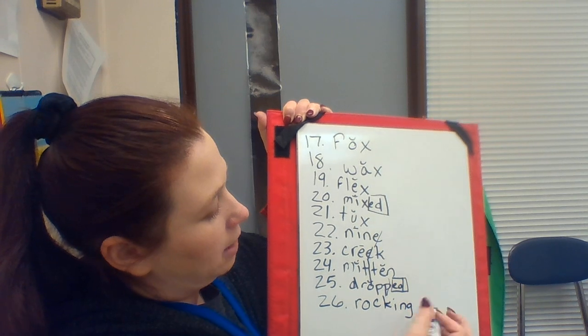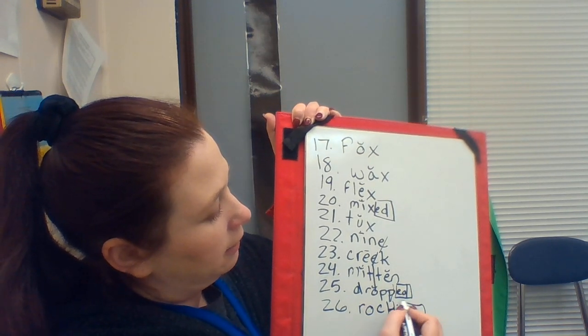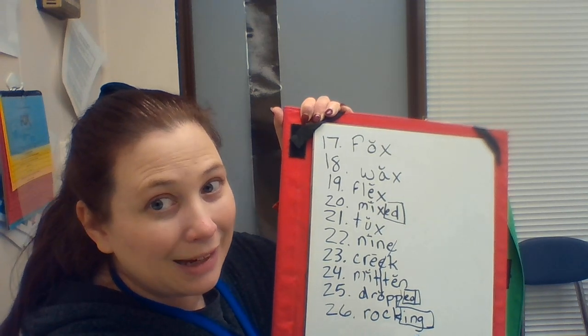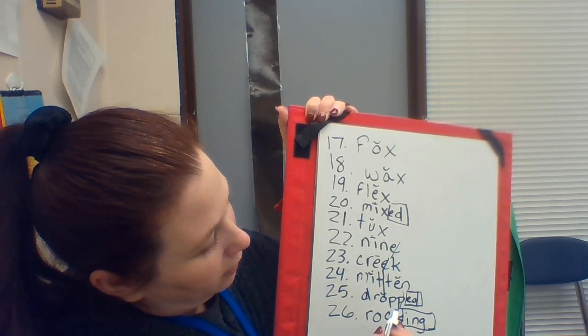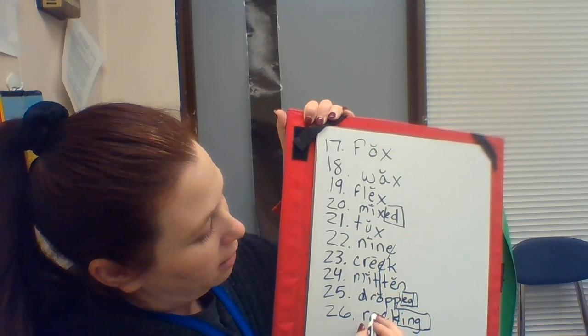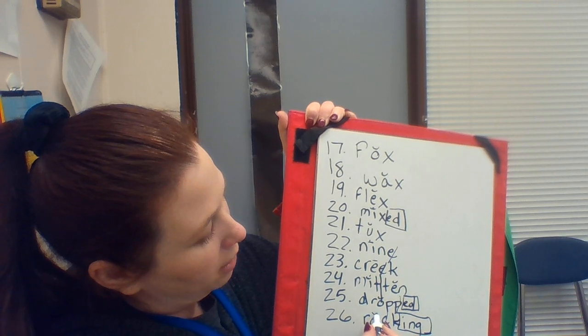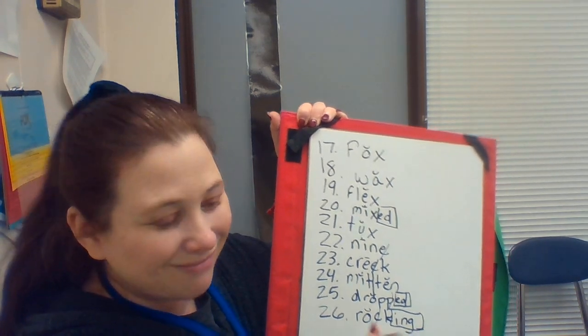Number 26. Again, we see that we have a suffix. I-N-G, the ing sound. We always know that's going to say ing. Then we're going to look, we have CK. Well, the C cancels out, and we just have the k sound. And then we know we're going to put a breve on top of this. Rocking. Great job, guys.